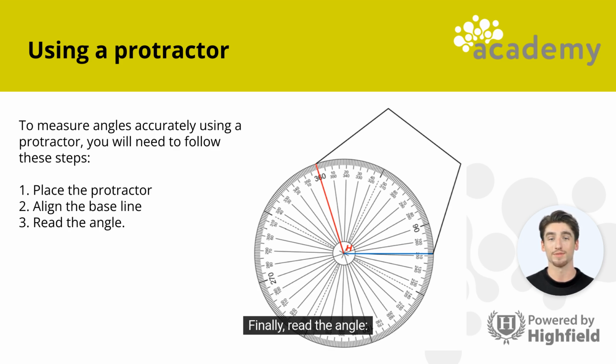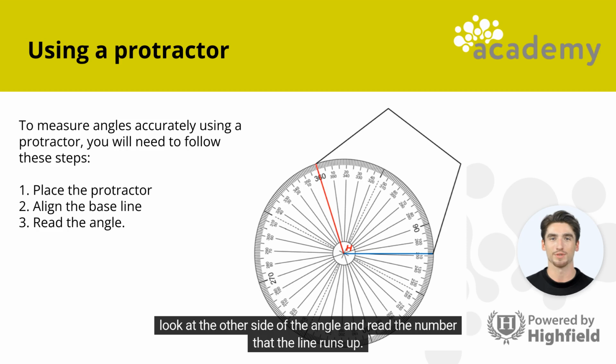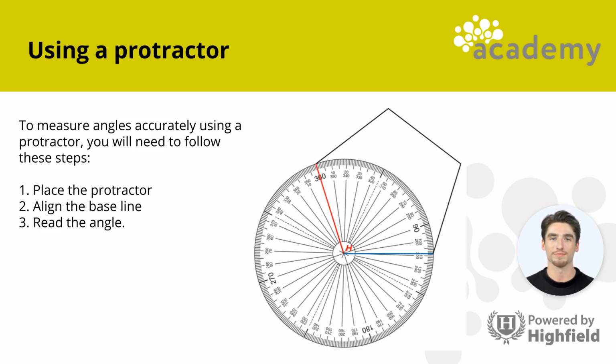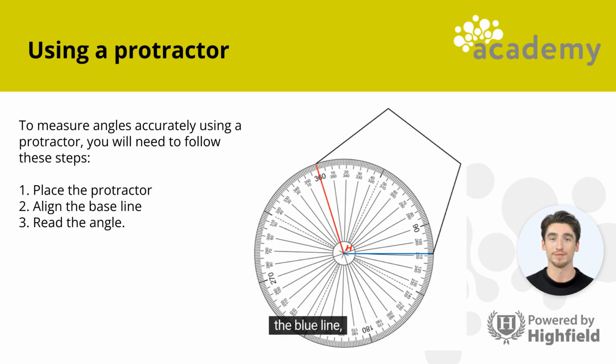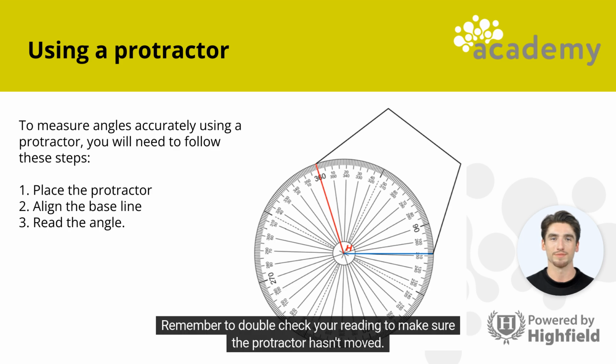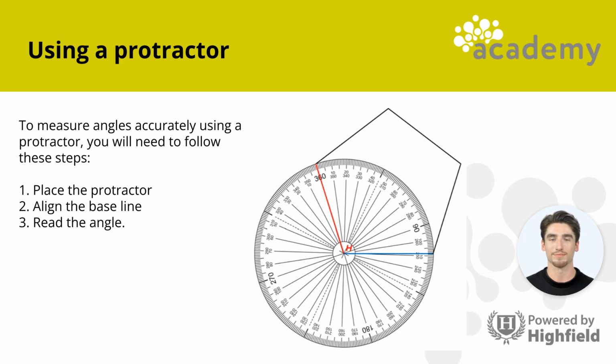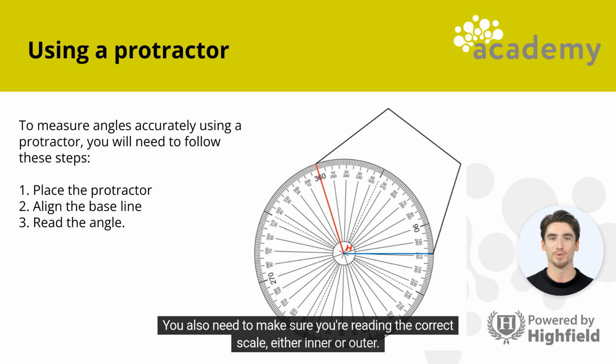Finally, read the angle. Look at the other side of the angle and read the number that the line runs up. In the example on screen, you can see that the other side of the angle, the blue line, reads 109 degrees on the protractor. Angle H measures 109 degrees. Remember to double-check your reading to make sure the protractor hasn't moved. You also need to make sure you're reading the correct scale, either inner or outer.